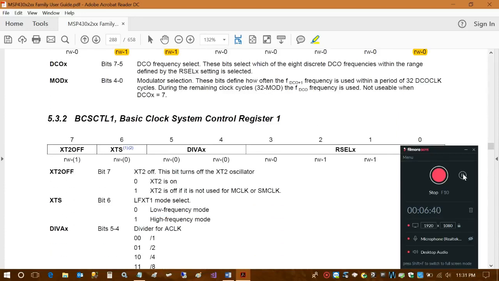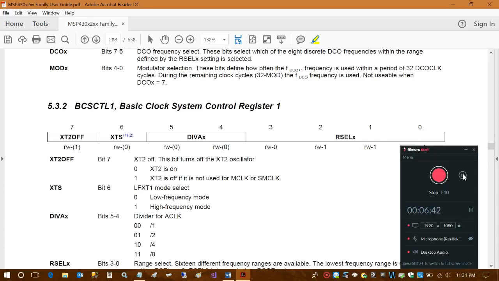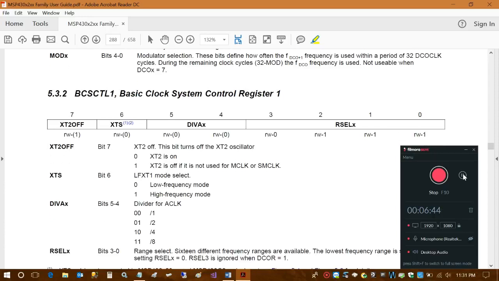Then comes the BCSCTL1 register, that is the basic clock system control register 1. Before, in my previous session, it was told that XT2OFF is required when we want to turn the XT2 off, that is when we don't need the XT2. Some devices like the G2553 don't have the XT2, so this particular bit has no importance.